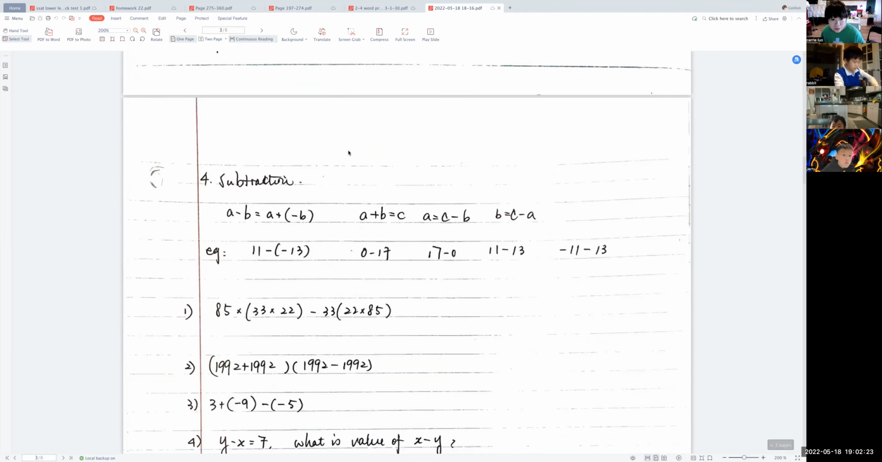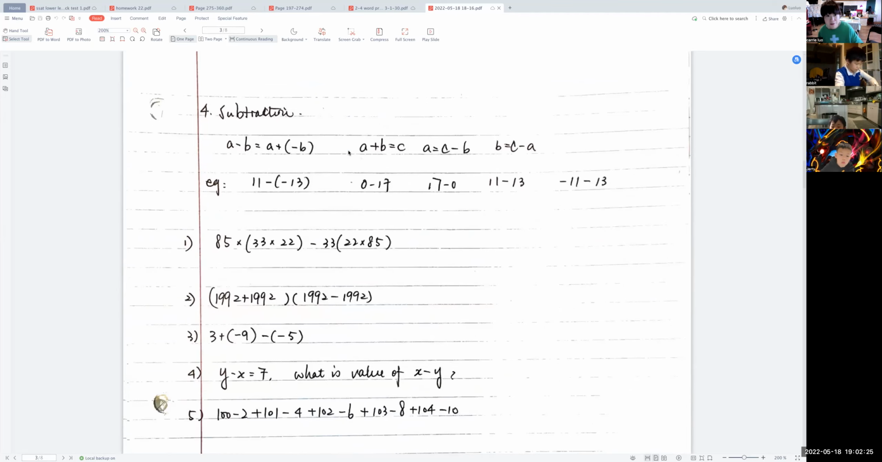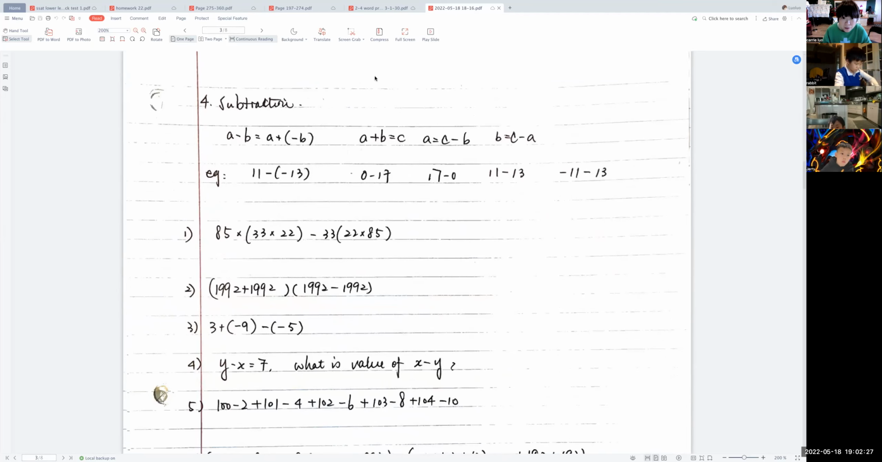Okay. So now let's take a look at this one. So this time is subtractions. Okay. So we have 11 minus negative 13 equals what? 11 plus 13 equals 24. So this one, 0 minus 17 equals what, Jerry? 0 minus 17 equals what? Negative 17. Very good.